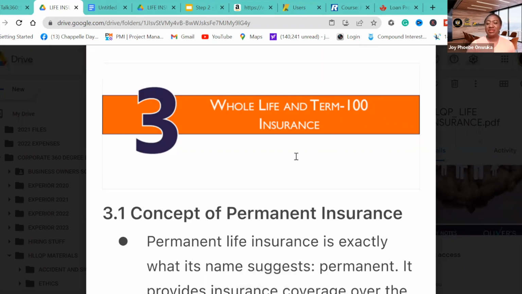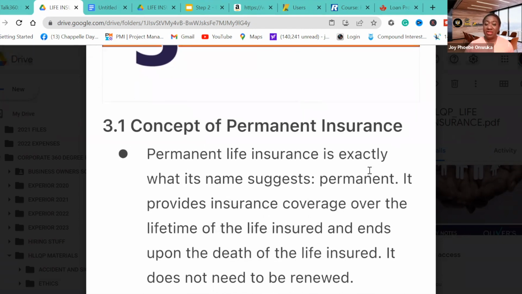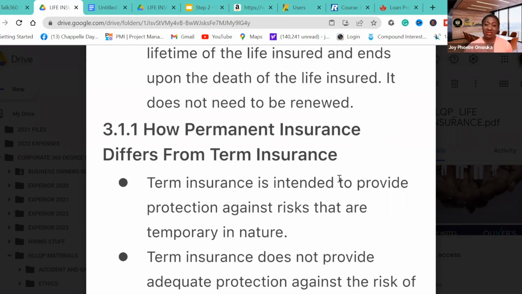Lovely. So we are continuing, and in chapter 3, we will be looking at whole life and term 100 life insurance. Okay, the concept of permanent insurance. Now, permanent life insurance is exactly what its name suggests. It's permanent. It provides insurance coverage over the lifetime of the life insured, and it comes to an end only upon the death of the life insured. It doesn't need to be renewed, it doesn't need to be converted. All the typical stuff that we learned yesterday regarding term insurance does not apply to whole life or permanent insurance.